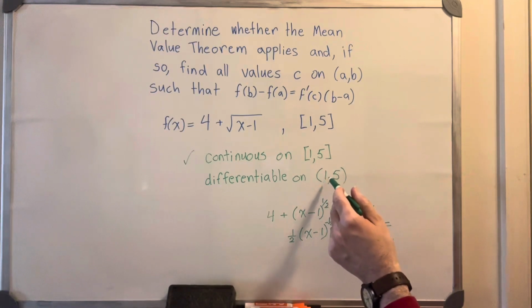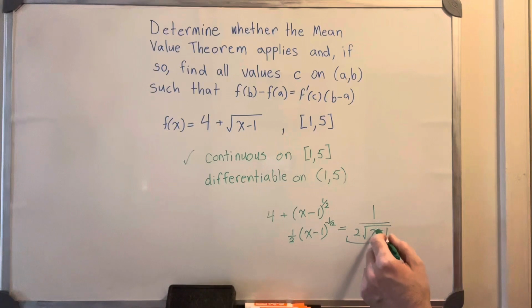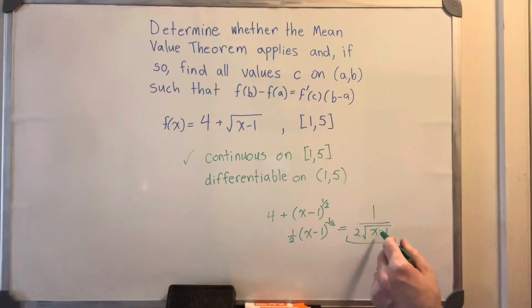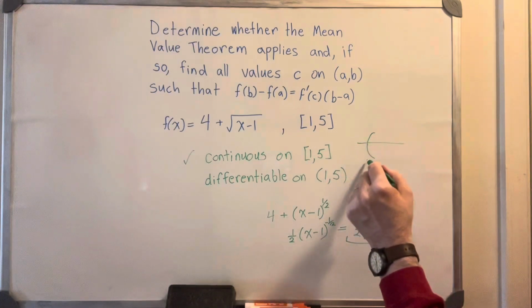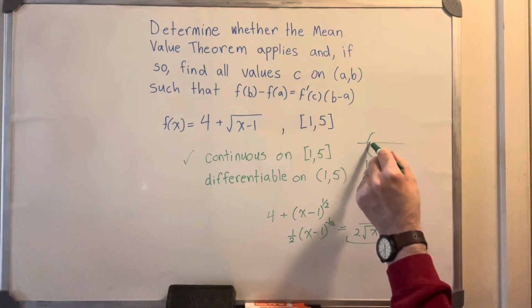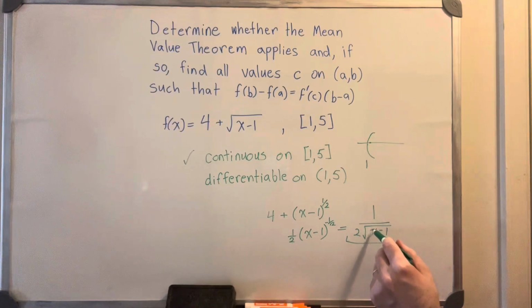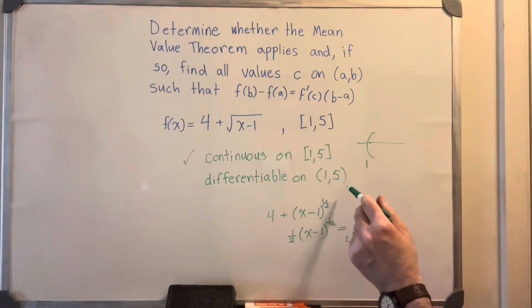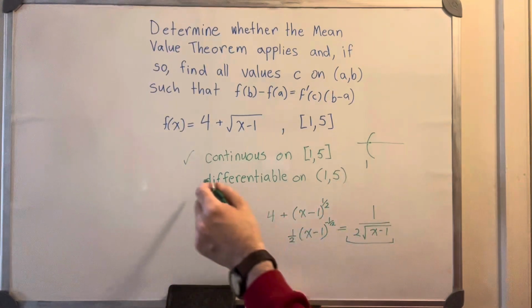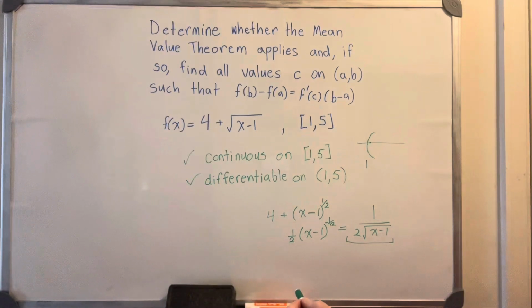Let's say x is 1. That would be bad, because 1 minus 1 is 0, the square root of 0. But we're talking about the open interval, so we never actually get to 1. Even right here, this is still a very small number, so this will be a very large value. But on the open interval, this function is differentiable. So since it is continuous on the closed interval and differentiable on the open interval, the mean value theorem applies.